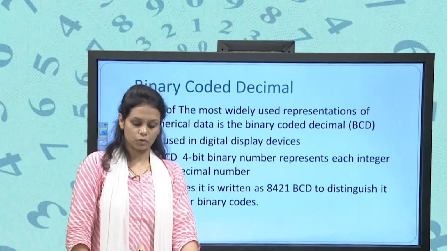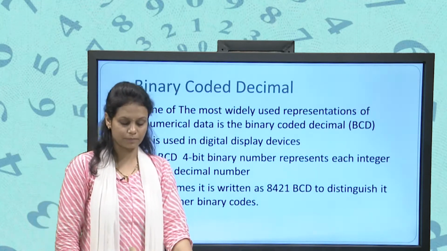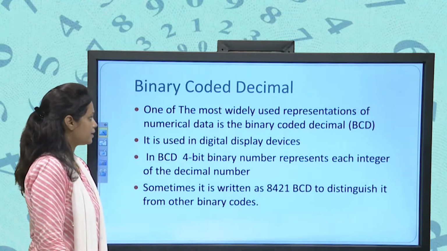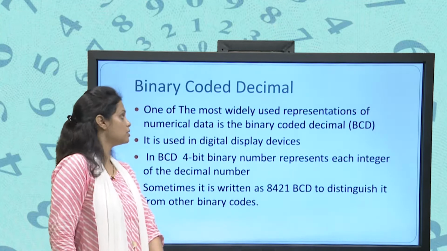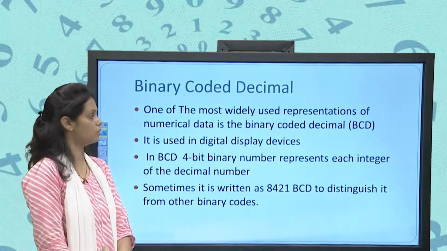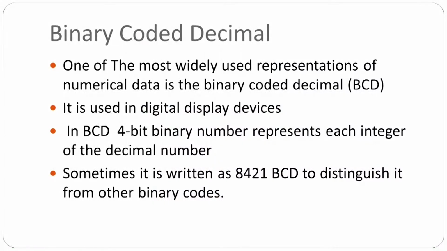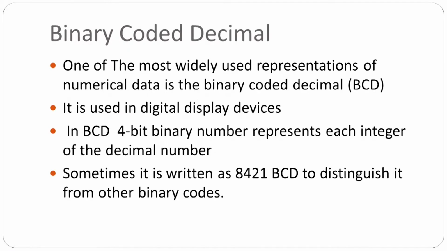Now in today's lecture we will start the next type of number, that is the binary coded decimal, right. Now see, what is the binary coded decimal and what is the use of the binary coded decimal? So we will start the binary coded decimal. Okay. One of the most widely used representations of numeric data is the binary coded decimal. Now where is it used? It is normally used in digital display devices. Binary coded decimals are normally used in digital display devices.